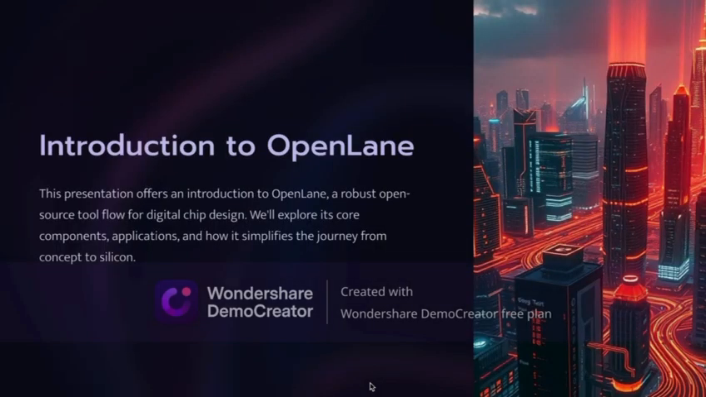Everyone. So in this tutorial we'll be understanding about OpenLane. It's going to be a short introduction to OpenLane.